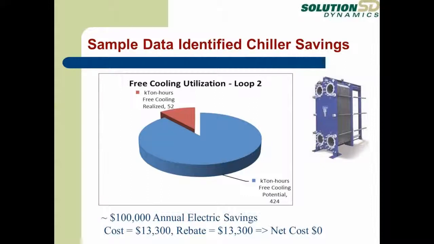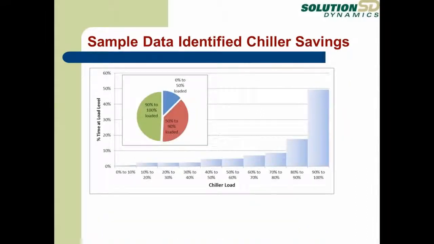Just by taking advantage of this, there's a little glitch in the logic in the program which caused trouble switching between economizer mode and chiller mode. And by doing a little reprogramming, they were able to realize cost savings of approximately $100,000 a year for some programming costs that cost roughly $13,300. In this area, they had really good rebates, so the net cost was actually zero for that. So the payback is instant.